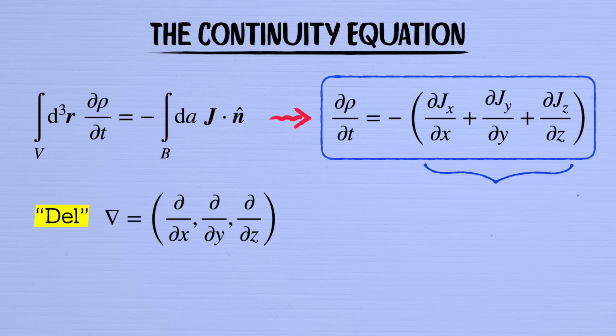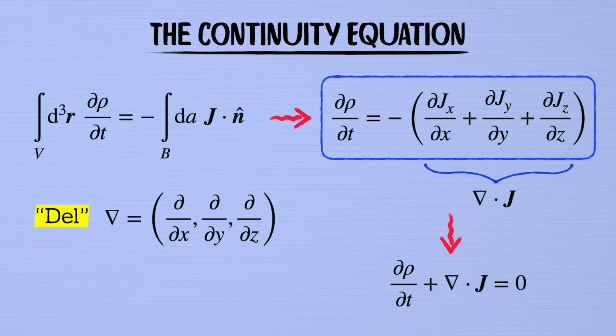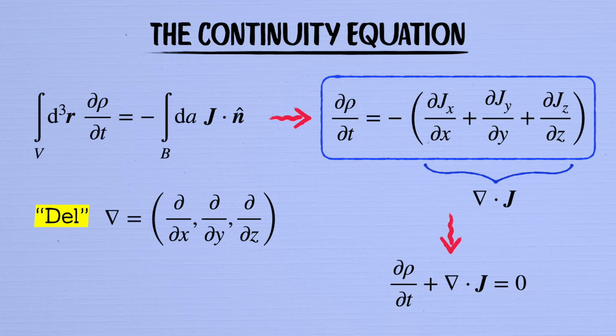Then this sum of derivatives is just the dot product of del and j, and we can express the continuity equation more compactly as dρ/dt plus del dot j equals 0. What we're going to discover is that a local conservation law like this falls out anytime we have a continuous symmetry of a field theory. And this relationship is instrumental to our understanding of particle physics.